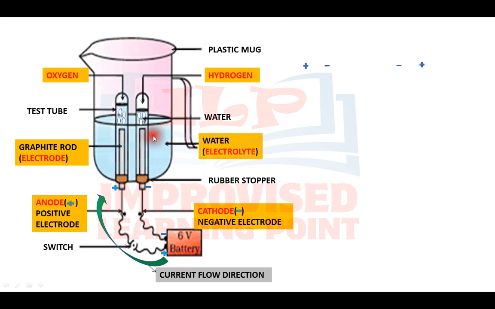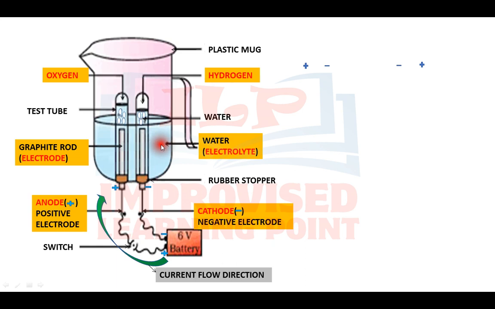You can see here, this is the battery, and this is the positive terminal of the battery. The electrode which is attached to the positive terminal of the battery is known as the anode, and so we call this anode a positive electrode. Now the electrode which is connected to the negative terminal of the battery has a negative charge, and the name of this electrode is the cathode, the negative electrode.